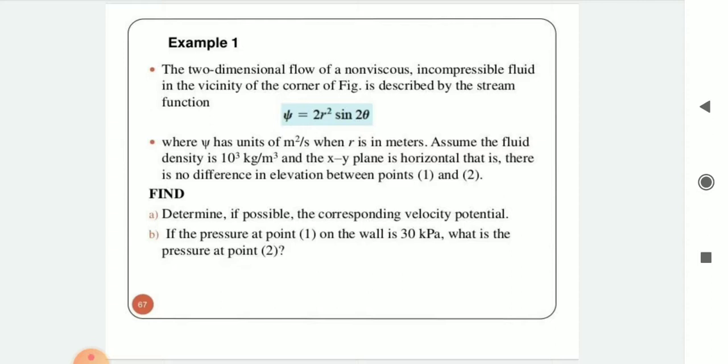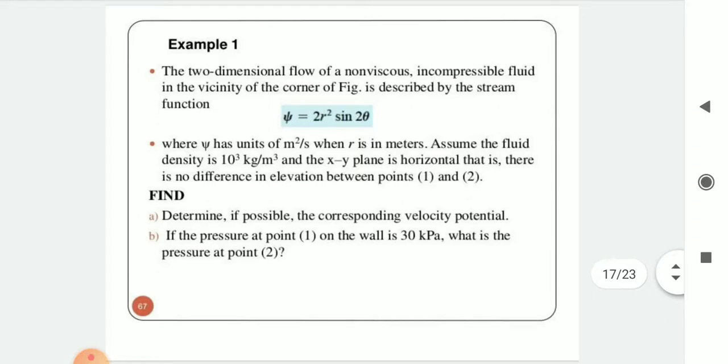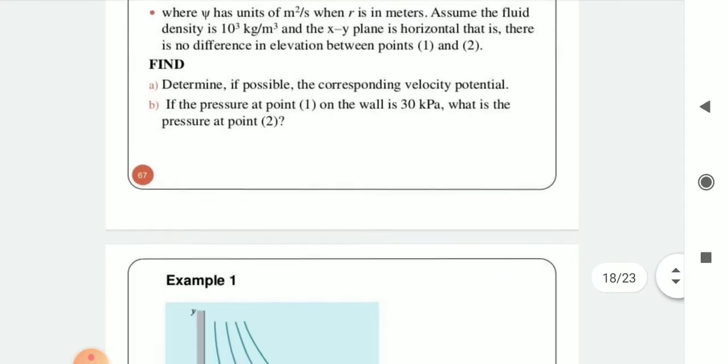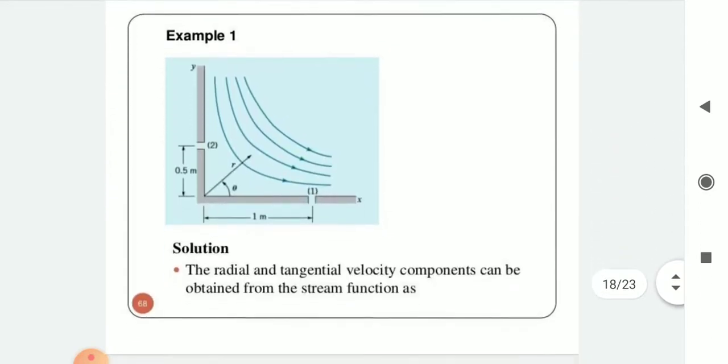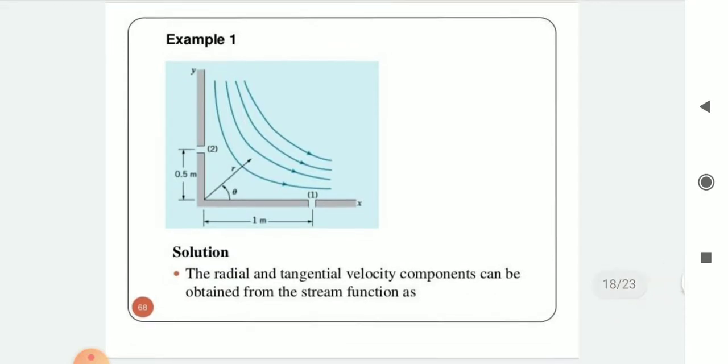Find, first, (a) determine if possible the corresponding velocity potential, and second, (b) if the pressure at point 1 on the wall is 30 kilopascal, what is the pressure at point 2? So by this given data we can draw the diagram and we see what is the condition for the data.